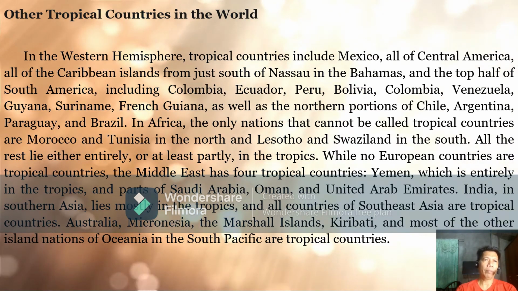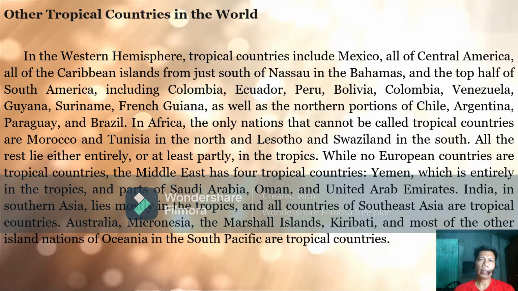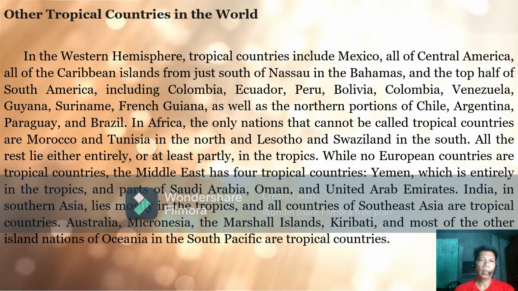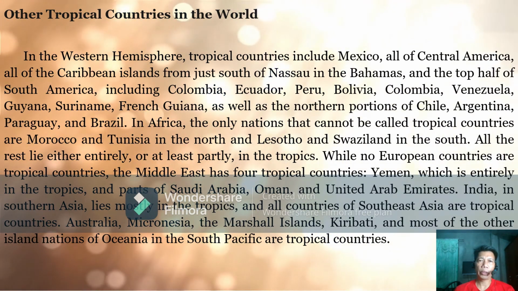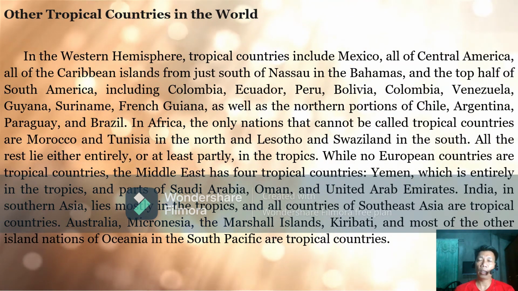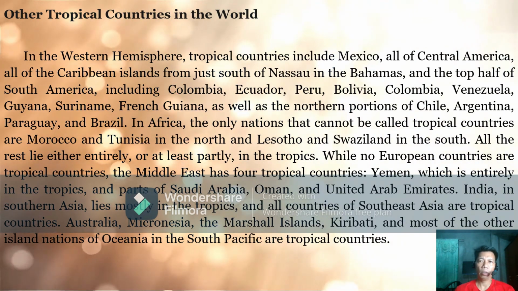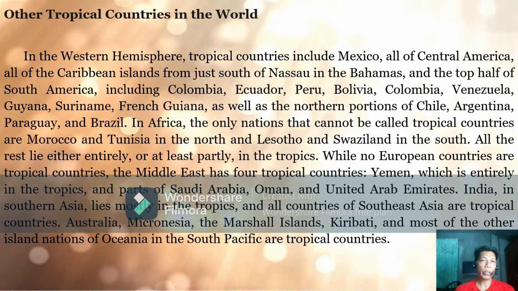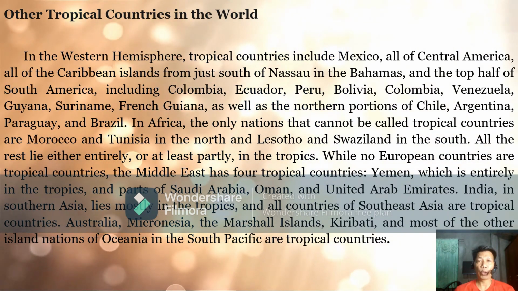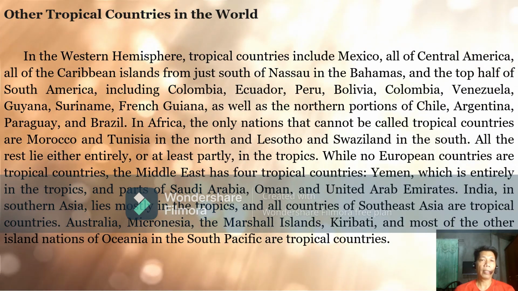And here is the list of the other tropical countries in the world. In the Western Hemisphere, tropical countries include Mexico, all of Central America, all of the Caribbean islands from just south of Nassau in the Bahamas, and the top half of South America, including Colombia, Ecuador, Peru, Bolivia, Venezuela, Guyana, Suriname, French Guiana, as well as the northern portions of Chile, Argentina, Paraguay, and Brazil.